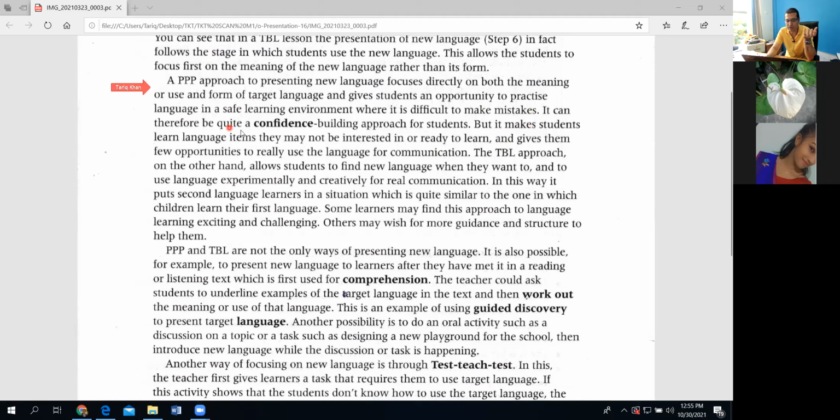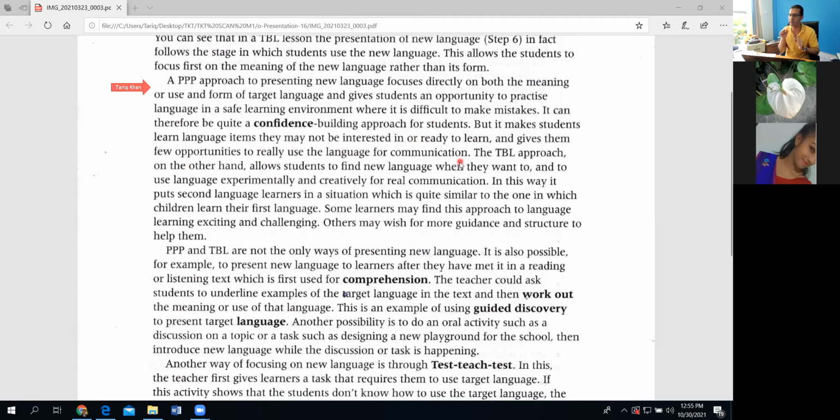It can therefore be quite a confidence building approach for the student. The PPP method builds up the confidence in the student in learning the language. Why? Because they become 100% sure that they know how to use it, what the appropriate grammatical function of it is, and how to form it, right? So they become confident of that. But it makes students learn language items they may not be interested in or ready to learn. It gives them few opportunities to really use the language in communication.